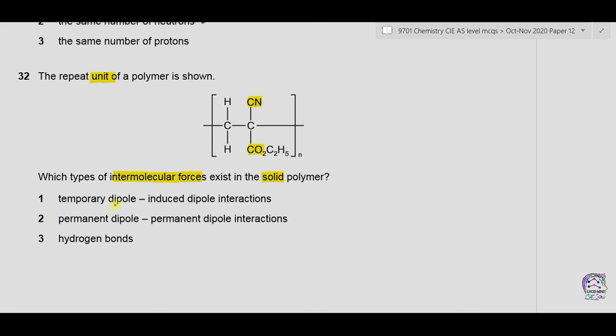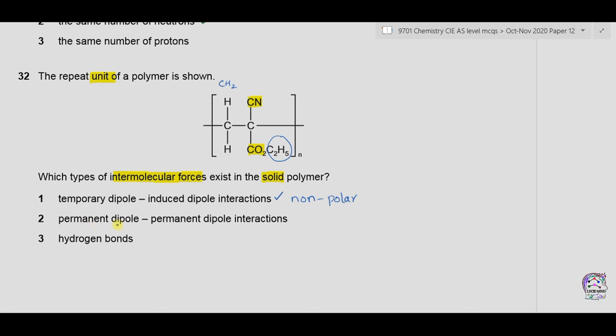Number 1, we have temporary dipole-induced dipole interactions. Now temporary dipole and induced dipole are made by non-polar molecules. So we can see in this chain we have CH2 which is non-polar. We have C2H5 which is non-polar. So therefore they will be making temporary dipole induced dipole interactions with other molecules. So option 1 is correct.